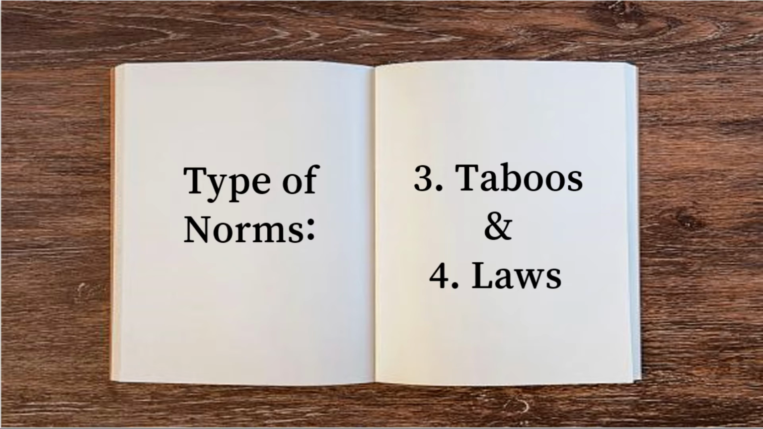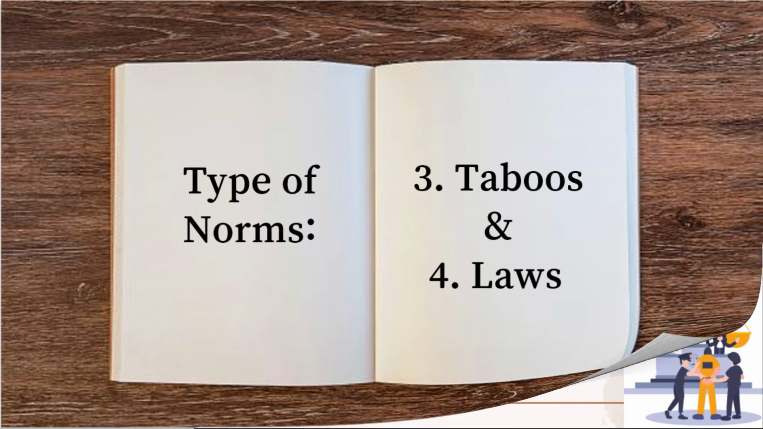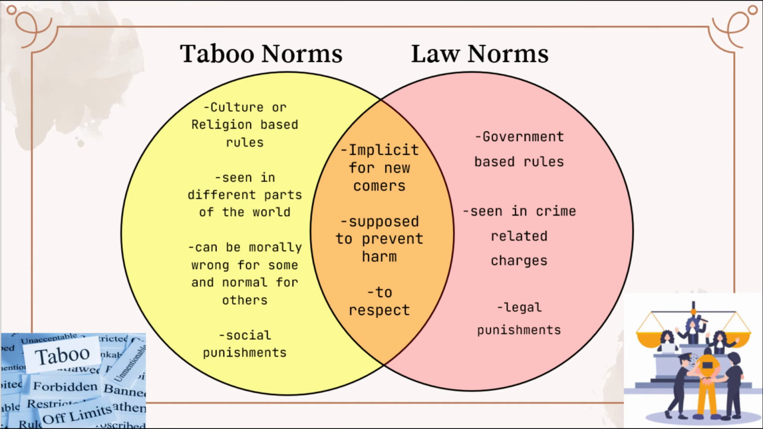Here we have taboo norms and law norms. These norms are both implicit for newcomers because not all places have these same norms. Both of these norms aim to prevent harm, whether physically and or spiritually. Respecting people and occasions is another purpose they have in common. Their difference is what they're based on. Many taboo norms are cultural or religious rules, while law norms are governmental rules.